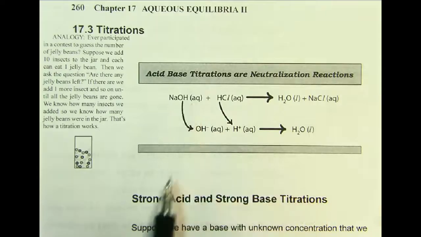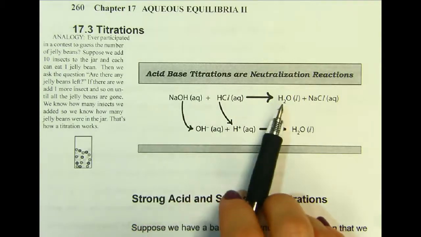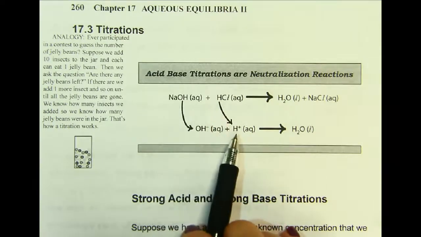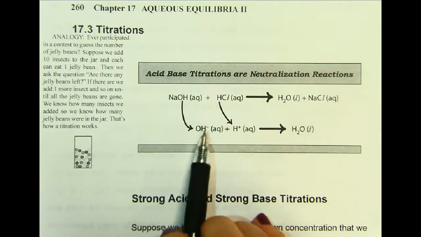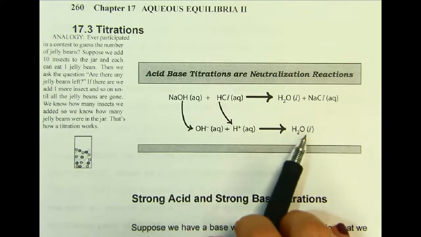And if we deal with a strong acid and a strong base, you're always going to yield salt and water. And they're going to actually very perfectly neutralize one another. The base will provide hydroxide, the acid will provide hydrogen, and when those two get together, we make water.